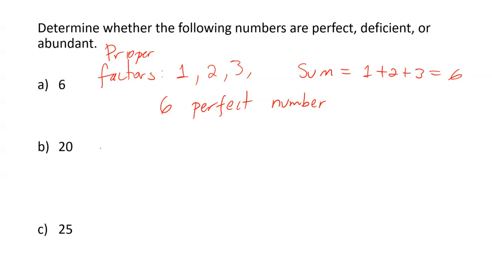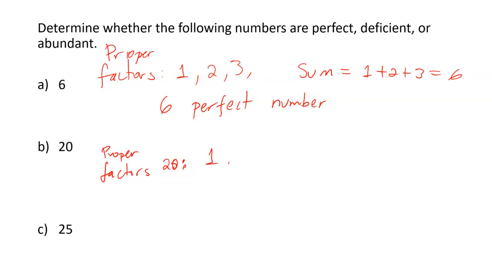Now let's do the same thing for 20. What are the proper factors of 20? It is a good idea to go in order, but if you don't, just make sure that you don't miss any of the factors. This could be a problem when you're not organized. You could miss one of those divisors.